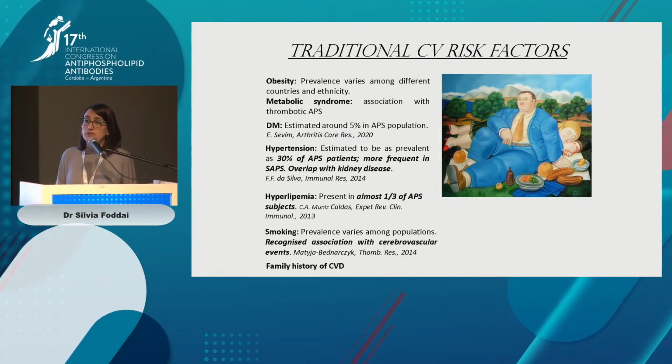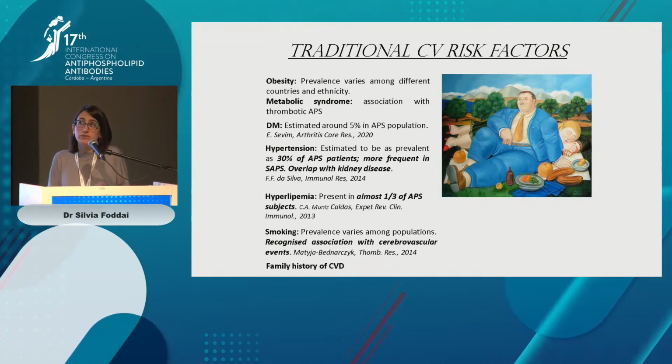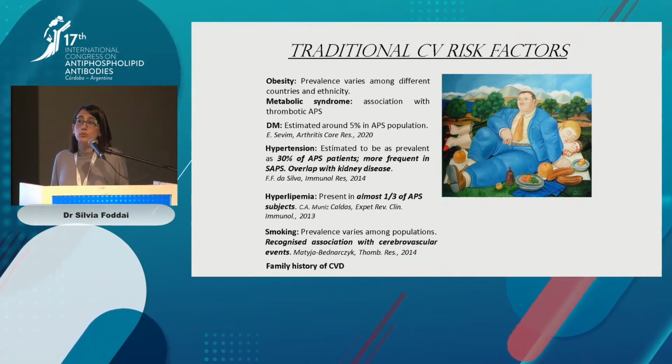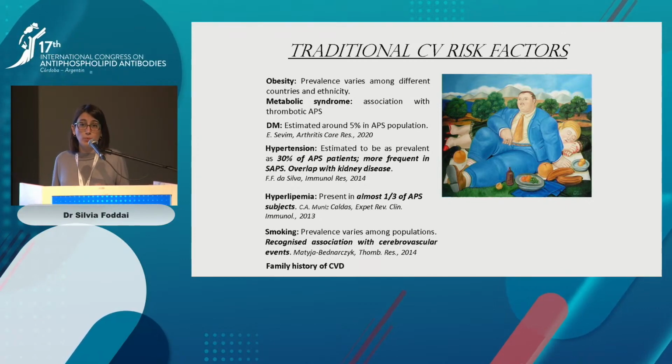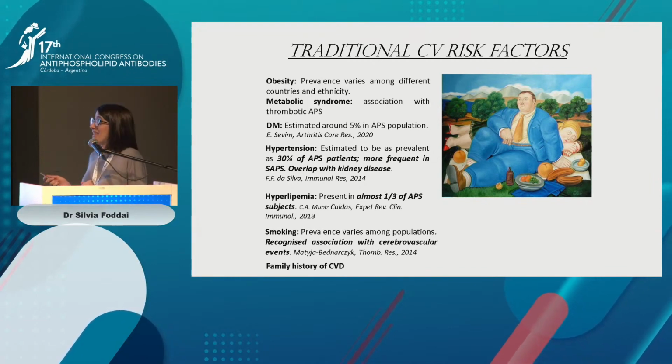But I believe it's important to start from the basics, so the assessment of traditional cardiovascular risk factors. In APS, we have different percentages of traditional cardiovascular risk factors among our population, because it depends on the type of population that we are taking into account. However, what we know is that at least one traditional cardiovascular risk factor is present in our population. But that's good news because we can work with them and implement interventions.